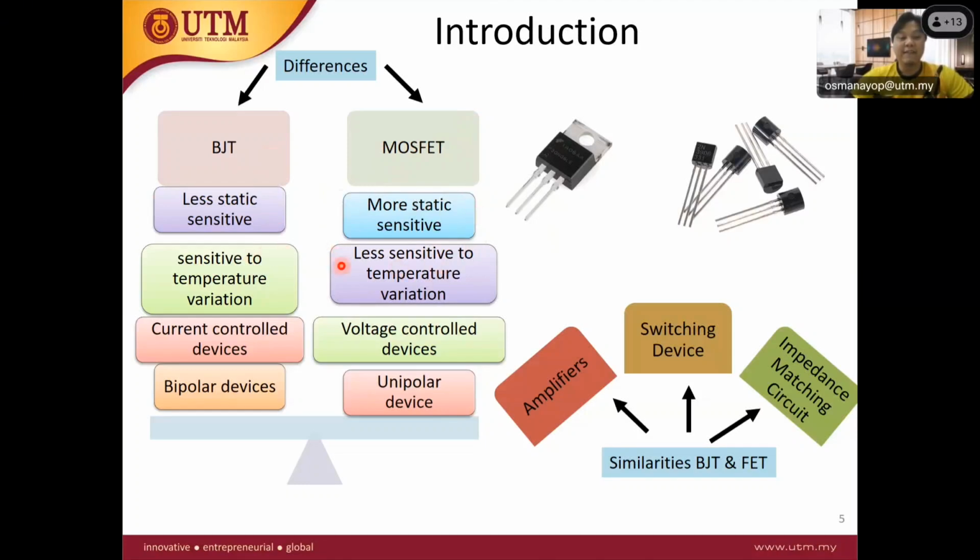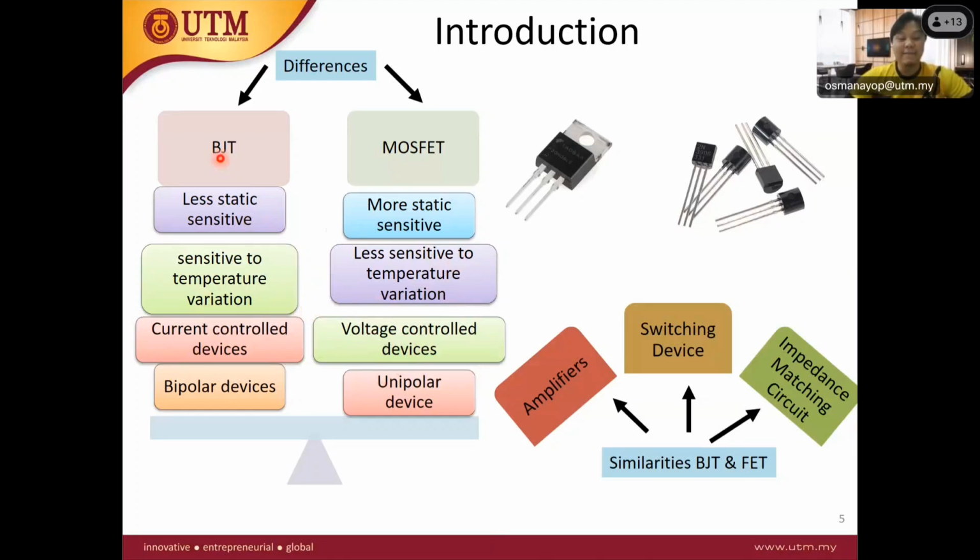Compared to BJT, MOSFET has the advantage of less sensitivity to temperature variations. BJT is sensitive to temperature variation because it is a current control device. When the electrons receive more energy, the behavior will change, so BJT is more sensitive to temperature variations. BJT is a current control device, MOSFET is a voltage control device. We'll see later on how they differ in terms of the construction of these two components.